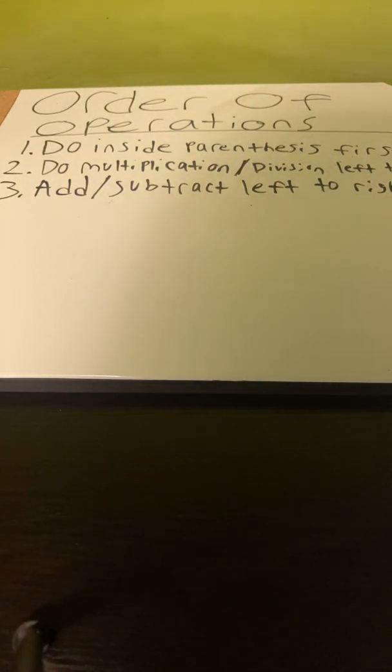I have three ground rules I've laid out. So the first rule I have is do inside parentheses first. Second rule is do multiplication and division left to right. And last but not least is add, subtract left to right. Now these rules are pretty much essential to do these types of problems, and so I'm going to get started with the first problem.